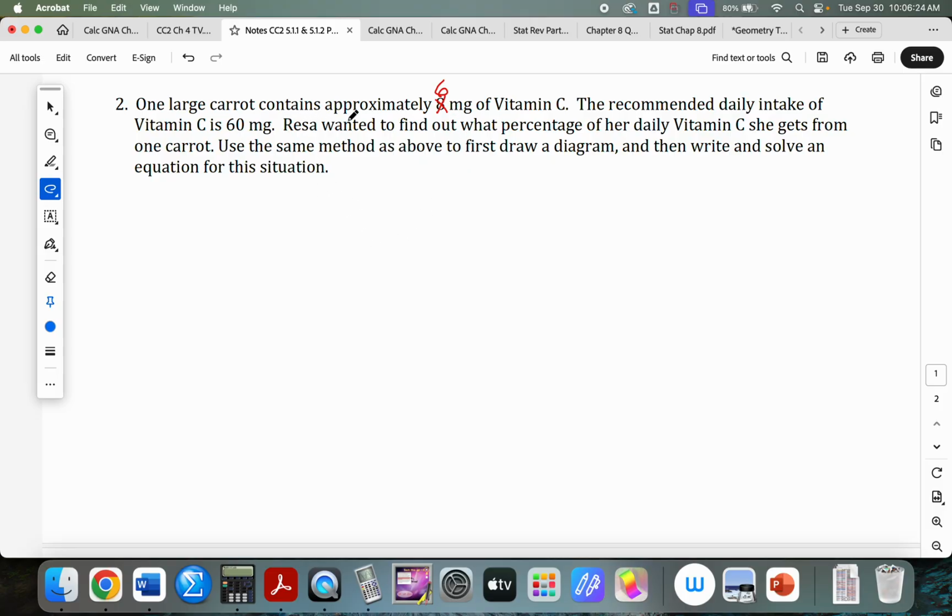So 1 large carrot contains approximately 6 milligrams of vitamin C. The recommended daily intake of vitamin C is 60 milligrams. Raisa wanted to find out what percentage of her daily vitamin C she gets from 1 carrot. Use the same method as above to draw first a diagram, then write and solve an equation. All right.